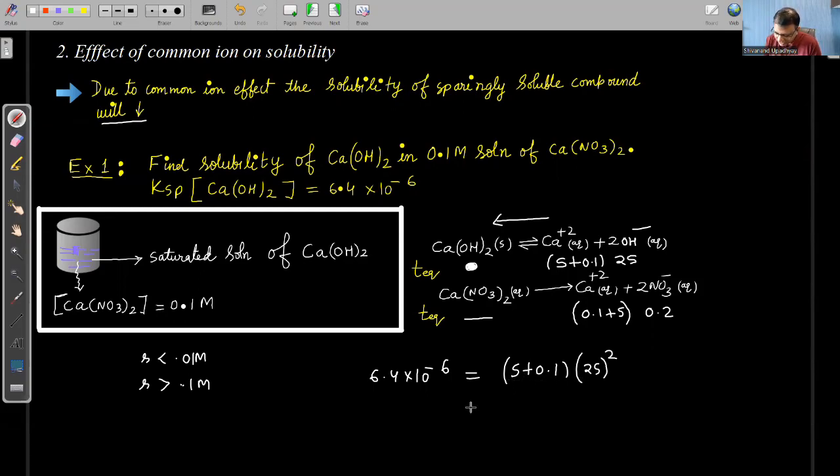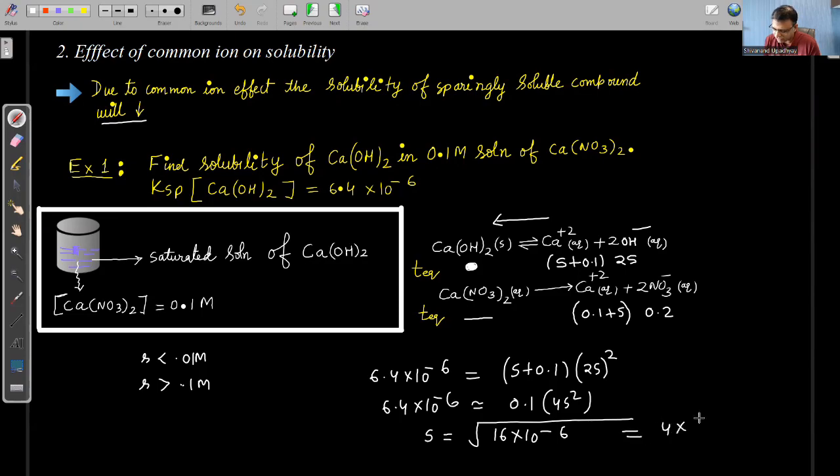So if we take that approximation, we can write that 0.1 times 4S square equals 6.4 into 10 to the power minus 6. From here, if I simplify, the value of S is equal to the square root of 16 into 10 to the power minus 6. On further simplification, this value is equal to 4 into 10 to the power minus 3. So this is the value of S.